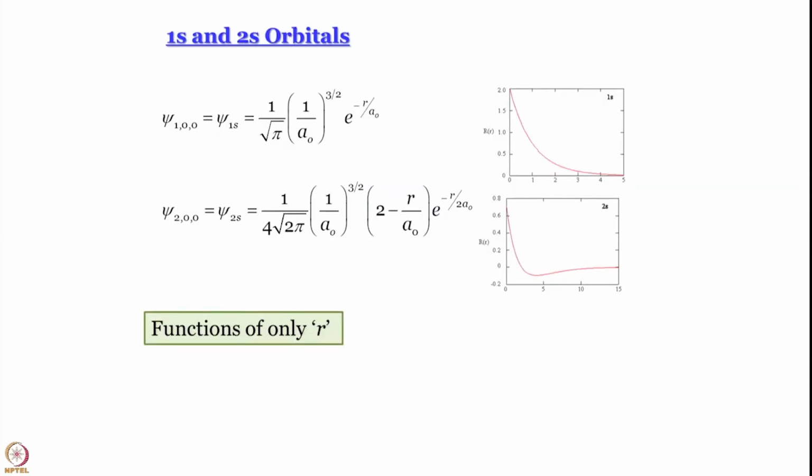Now this slide has become not very important. I am going to show some prettier pictures of this when we talk about contour representations of orbitals. Just remember 1s and 2s orbitals are functions of r only.